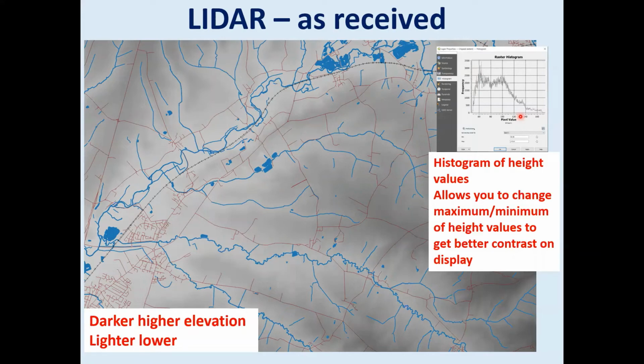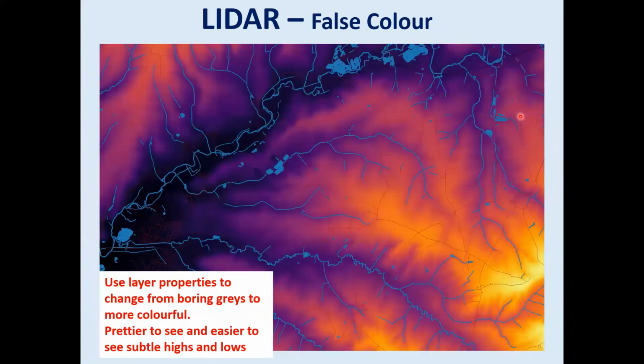But this is where you use QGIS. So you can false color that data, and you can change from the boring grays to something much more colorful. I think this one's called spectrum. So it's much easier to see the highest points and the lowest points. It's also a lot prettier. And some people find this a bit harsh. You can change the color scheme. You can happily spend an hour just playing with the color schemes.